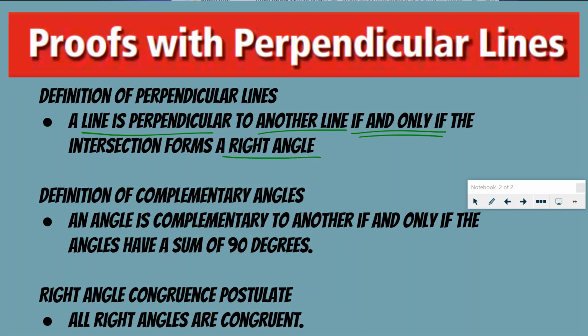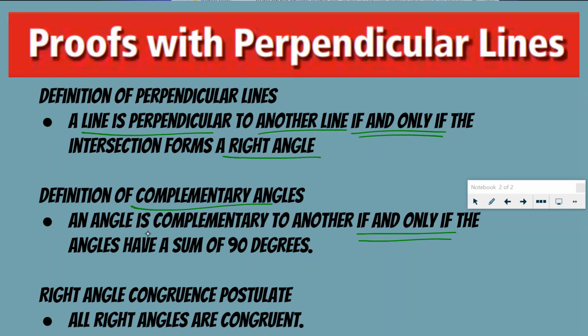So basically that if and only if part of that definition is saying that that's a two-way street. The converse and the conditional statement are both true. If we have a right angle, then we know we have perpendicular lines, and if we have perpendicular lines, we know we also have a right angle. When we do have a right angle, we can split that into two separate angles, and those are called complementary angles. And again, this is a definition. That's why we have this if and only if phrase in that sentence.